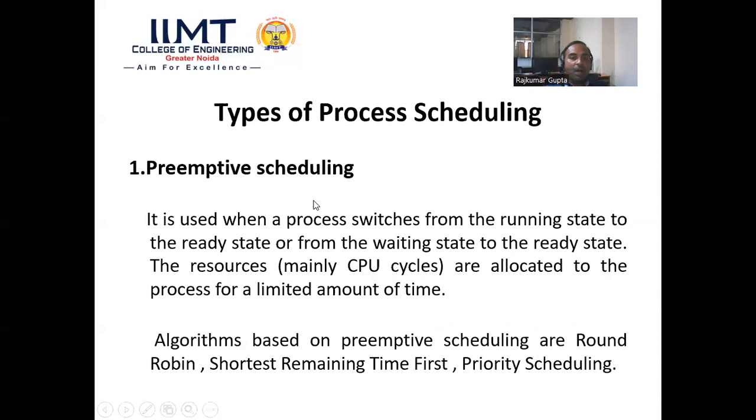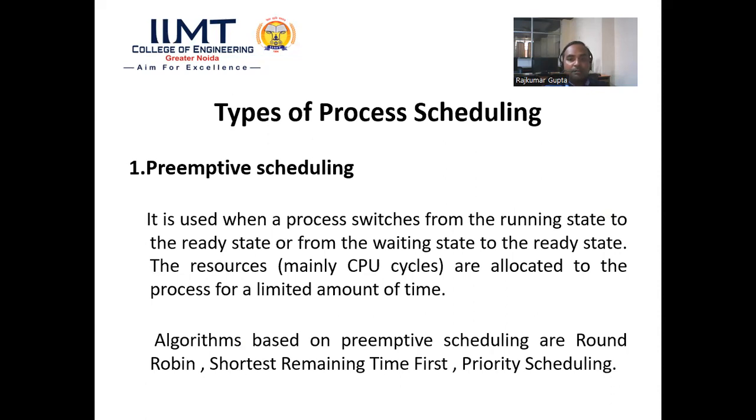Next, how the processes are scheduled. Scheduling means processes are being scheduled: which process will be executed by the CPU first, which process should be executed next, and so on. So there is the concept of scheduling. There are two types of scheduling. The first type is preemptive scheduling, and the other is non-preemptive scheduling.